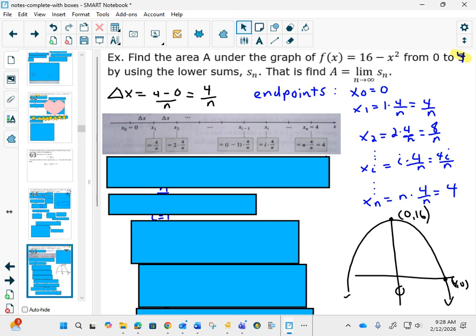So the distance between 0 and 4, right? This distance is 4. You're going to break that up into n little rectangles. Eventually, we're going to do an infinite amount of them. So first of all, our change of x is 4 over n.